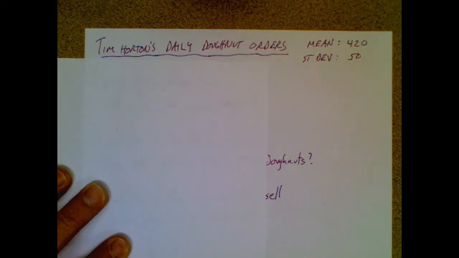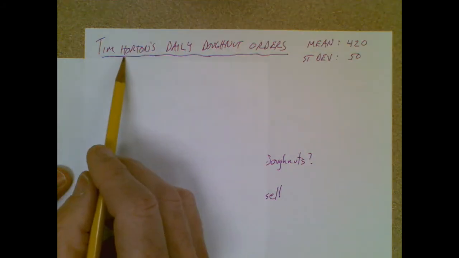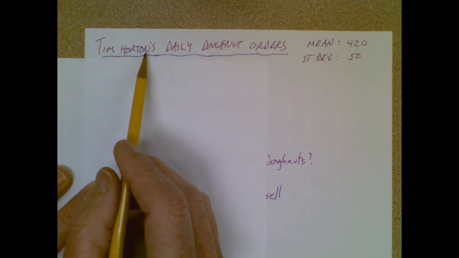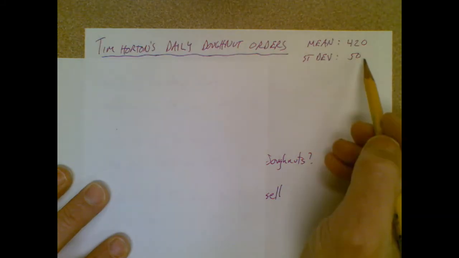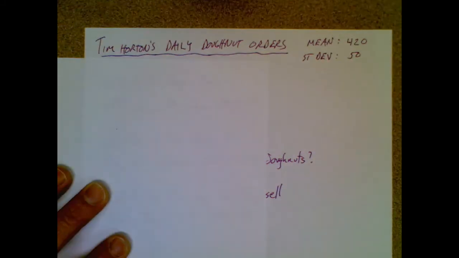So let's talk about donuts. Let's say the Tim Hortons management is keeping track of the number of donuts they sell each day so they know how to be prepared for future days. And they find out that the donuts follow a normal distribution and they have a mean of 420 and a standard deviation of 50.